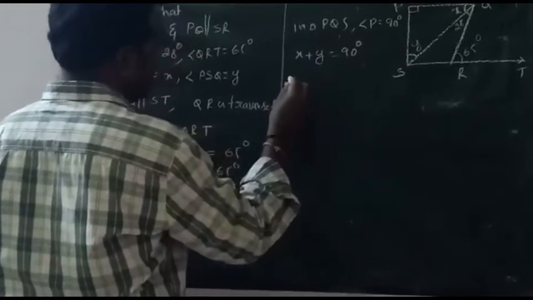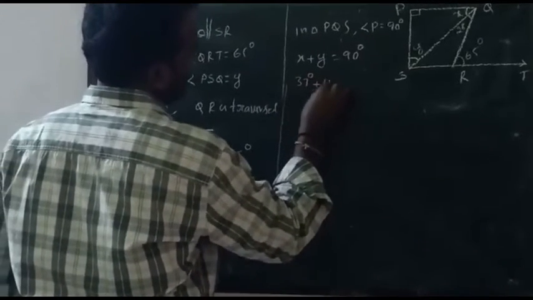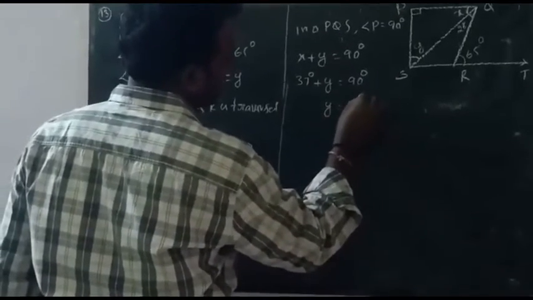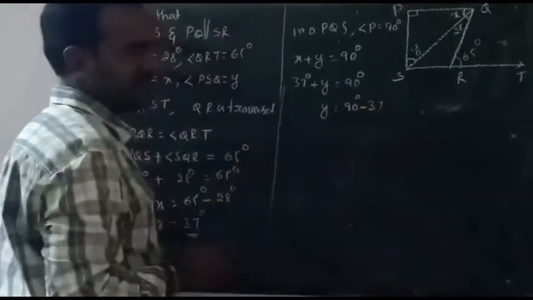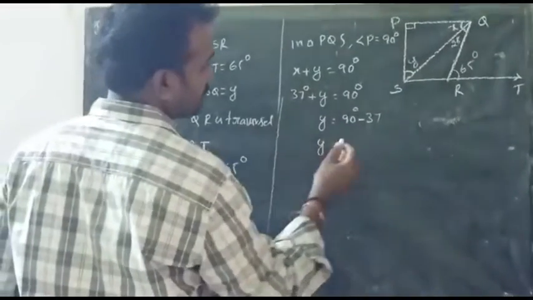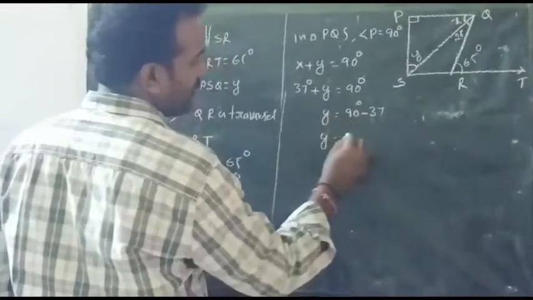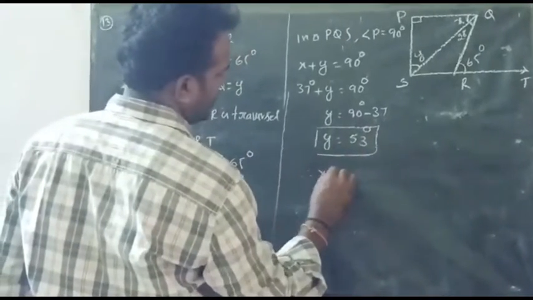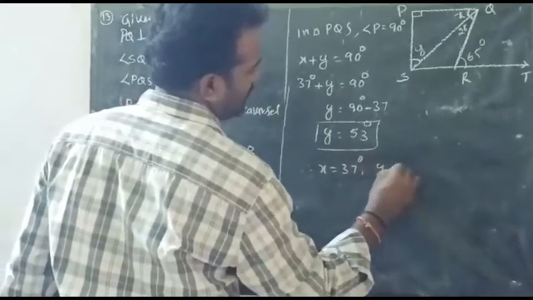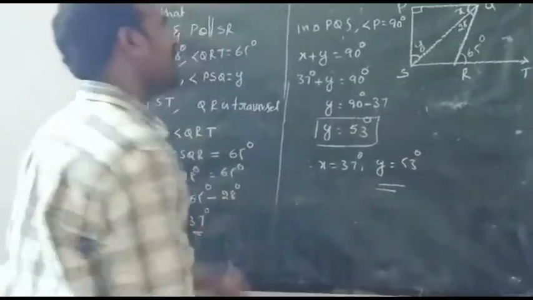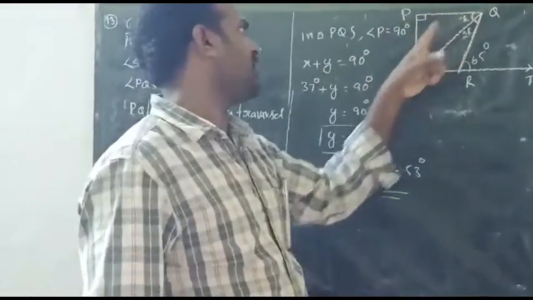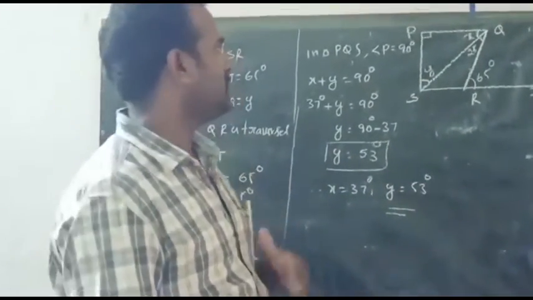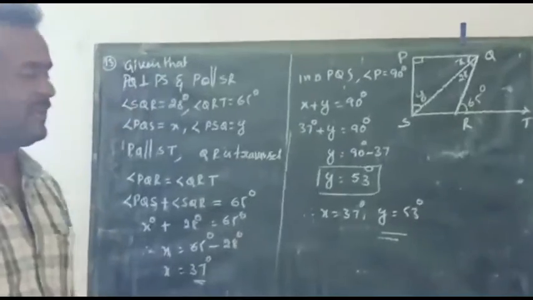Here what is the value of x? X is equal to 37 degrees, plus y is equal to 90 degrees. Y is equal to 90 degrees minus 37 degrees. What is the value of y? 53 degrees, or not? 53 degrees. Therefore, x is equal to 37 degrees, y is equal to 53 degrees. You can write the sum of these three angles is equal to 90, no problem. But you can write 180 is equal to 180. Okay, that's the angle x and angle y.